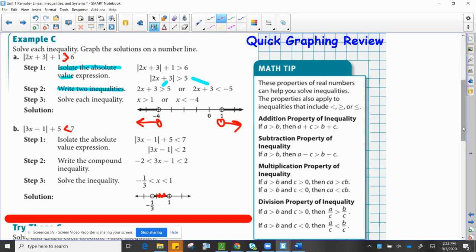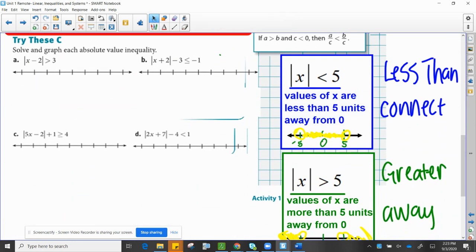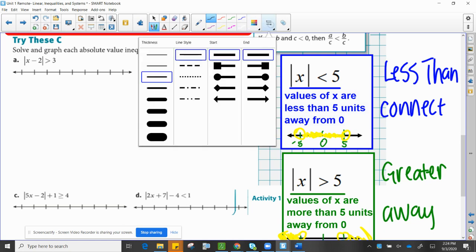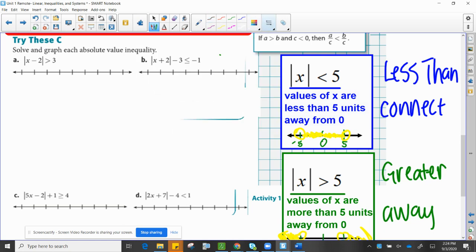So now let's actually do the problems. We'll do a couple together, and you're going to try some on your own also. So let's look at A. We have the absolute value of x minus 2 is greater than 3. To start this problem off, I'm already noticing that there's nothing around the absolute value, so I don't have to isolate anything. It's already isolated. So I can jump to step 2 where I split it into two inequalities. The first inequality stays basically the exact same, just dropping the absolute value bars. My second inequality, I flip the sign, flip the number.